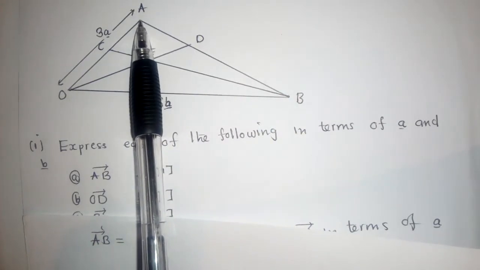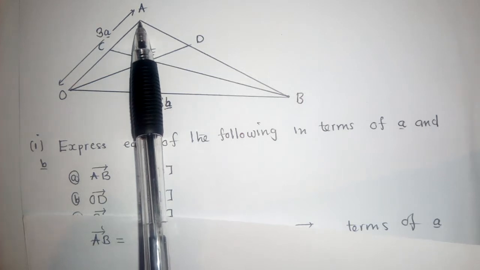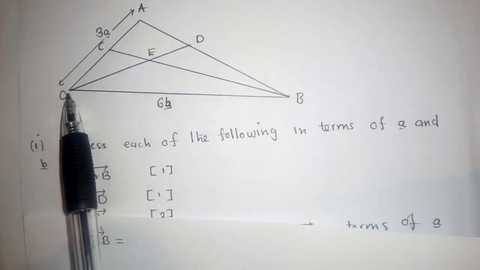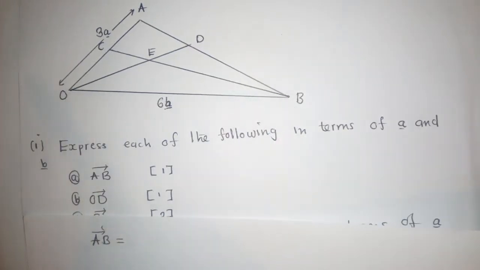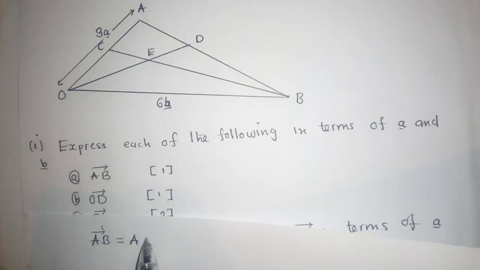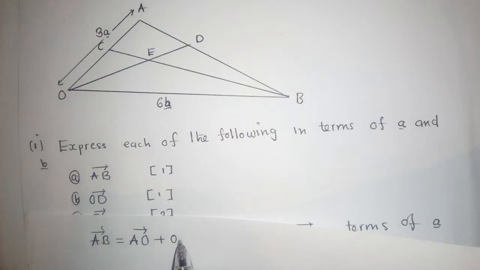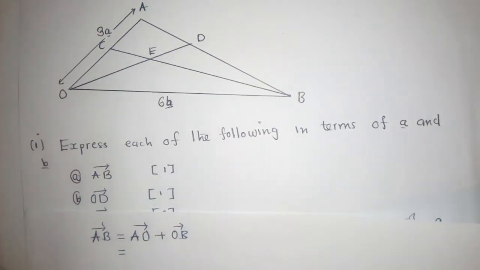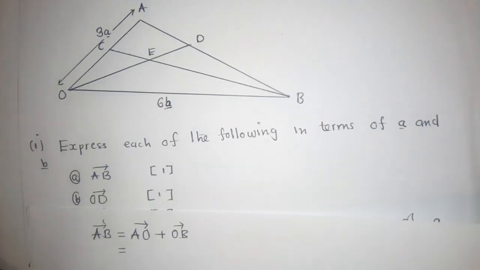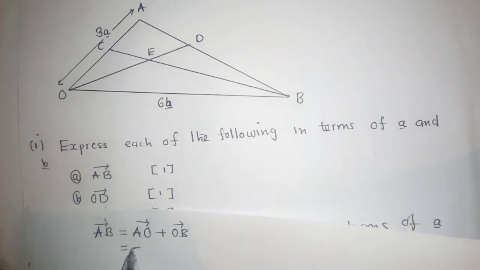So what we'll do is we'll go where A is, start from A and go the other direction. So it will be A, O, B. So it will be vector AO plus vector OB. So now we can check what is our AO. AO is negative 3A.